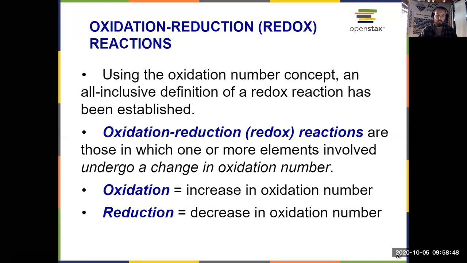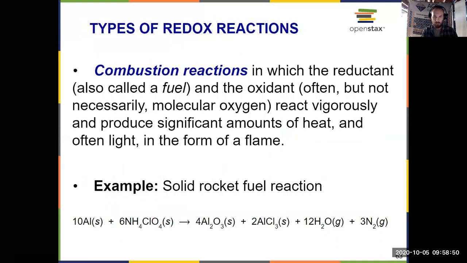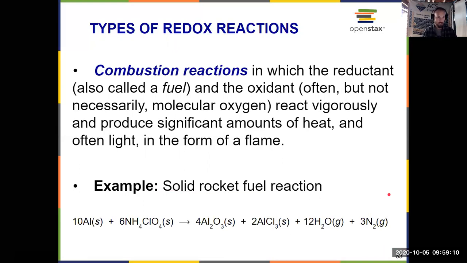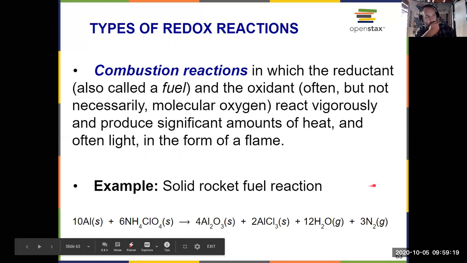And there are a couple of types of redox reactions. A combustion reaction is one example. I've alluded to this in the past, a combustion reaction where we have a fuel and an oxidant. Here is the reaction of rocket fuel at the bottom. You can practice assigning oxidation numbers down here and see what's changing throughout that reaction. Aluminum and nitrogen are changing in this case. Let's try assigning oxidation numbers to track that.